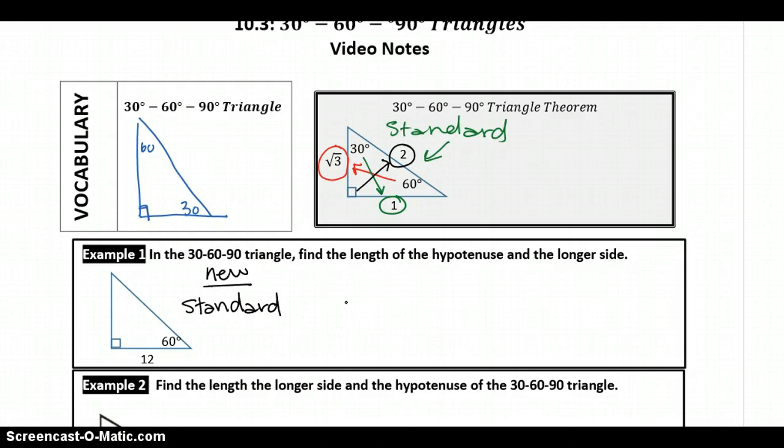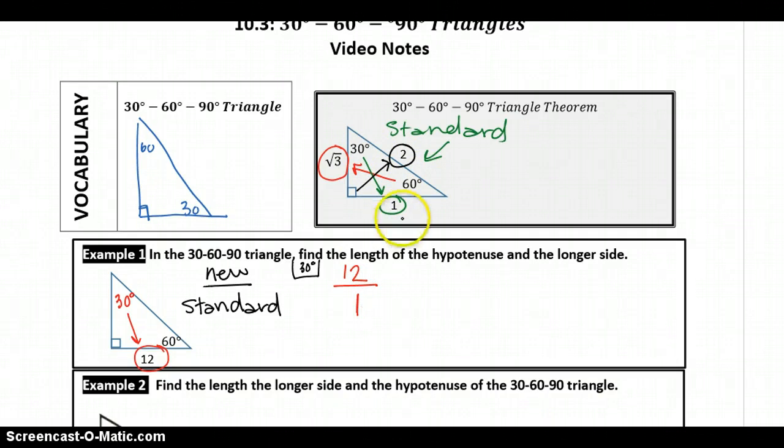So let's start with what we are given here, which is the side length of 12. We have that this angle here is 60, so we know the missing angle must be our 30-degree angle. So 12 is across from the 30-degree angle. So let's compare the side lengths across from the 30-degree angle for our new triangle, which is 12, and our standard triangle across from the 30 is 1. So now we have one ratio.